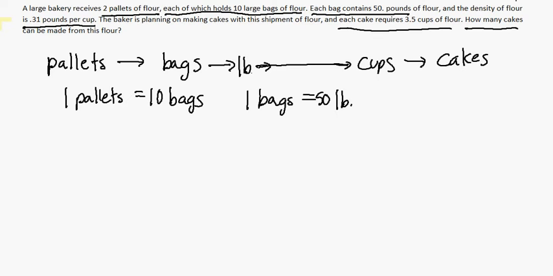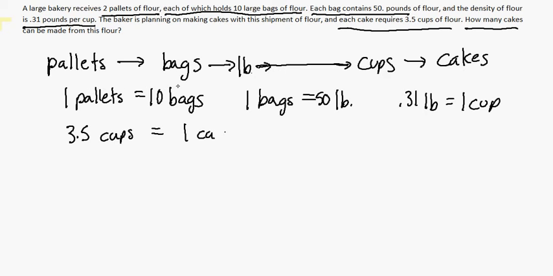Finally, we're looking for something that connects cups and cakes. And so what we look back for to find that relationship is that 3.5 cups is used to make a cake. And so 3.5 cups equals 1 cake. We've now got all the relationships we need. And so it just comes down to setting this up using our dimensional analysis.